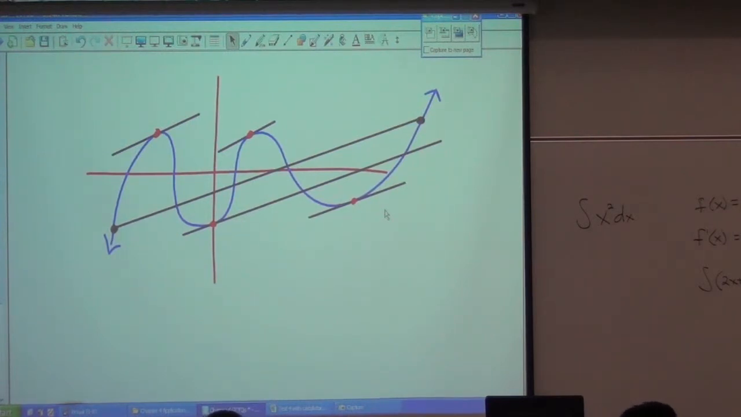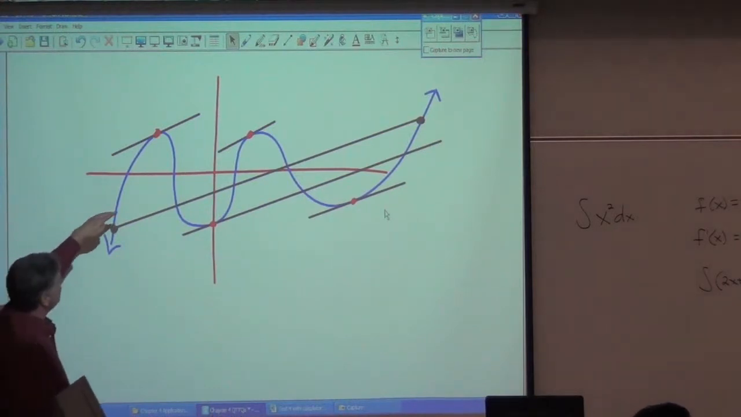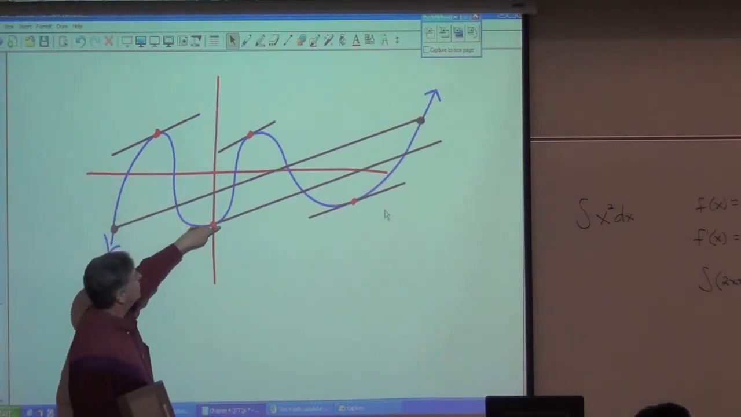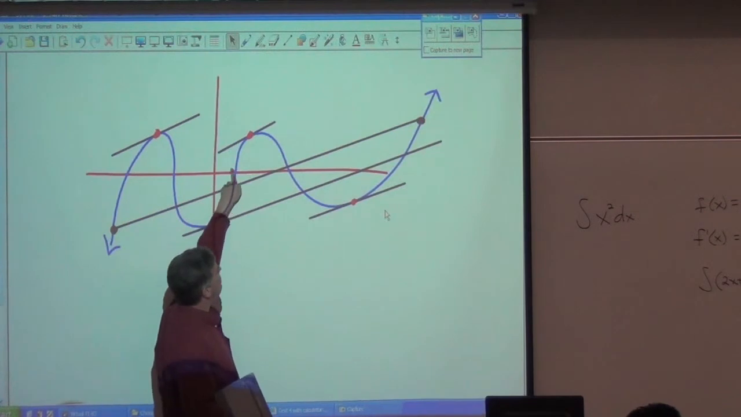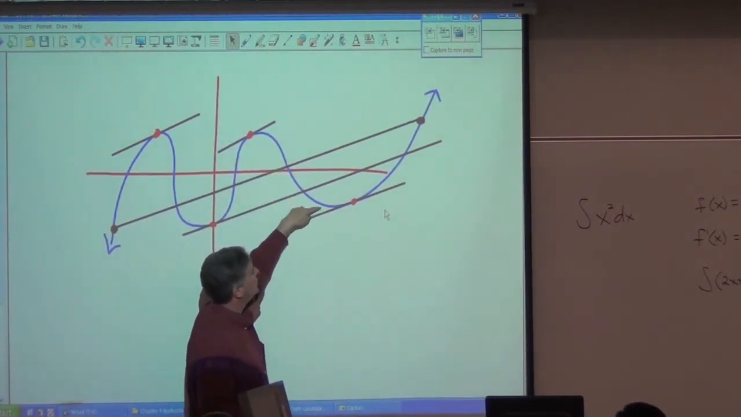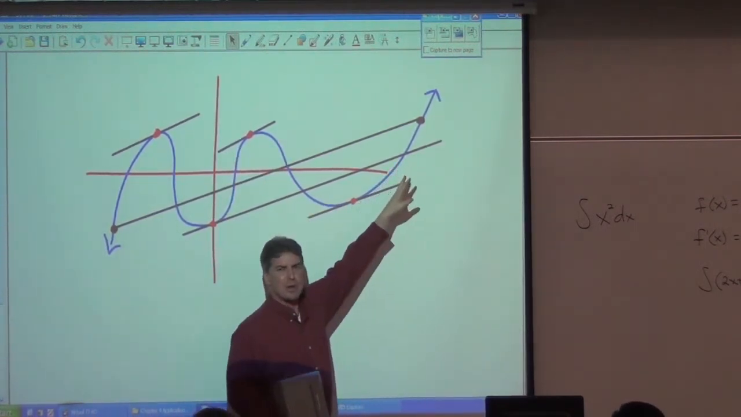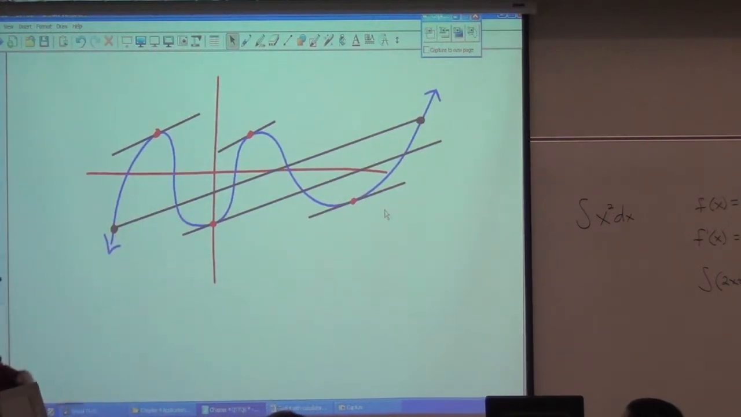We have 1, 2, 3, 4, 5. I would think one here, another one here somewhere, 2, 3, and maybe up there another one. Yeah, concavity changes. That's it, no more? Those are the only inflection points, yeah.